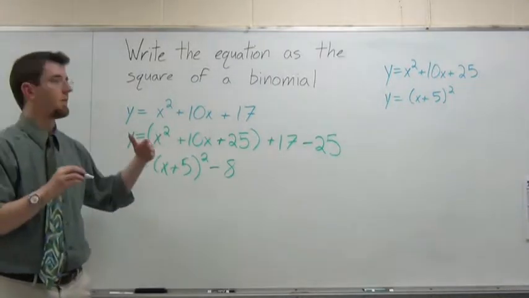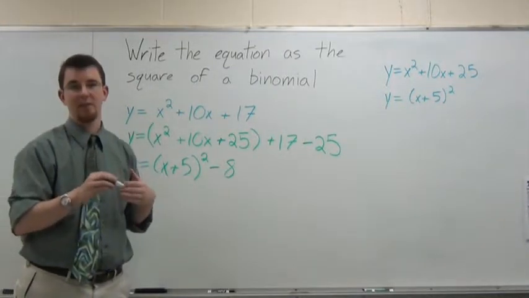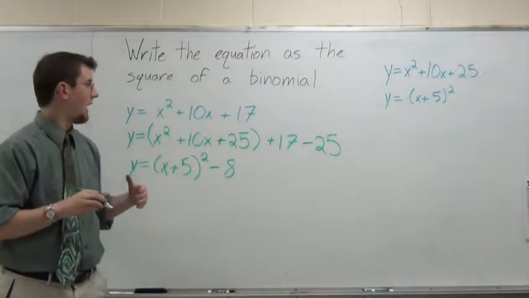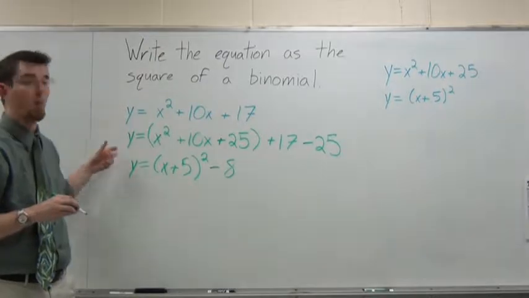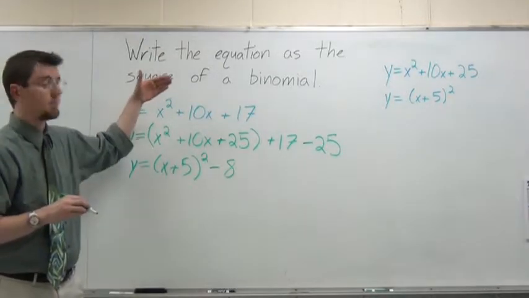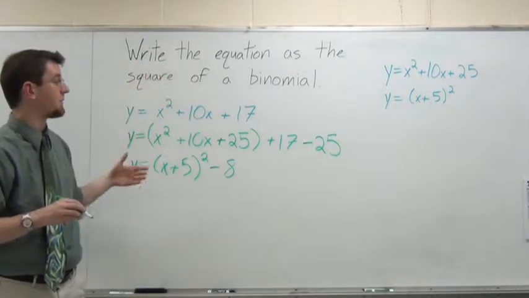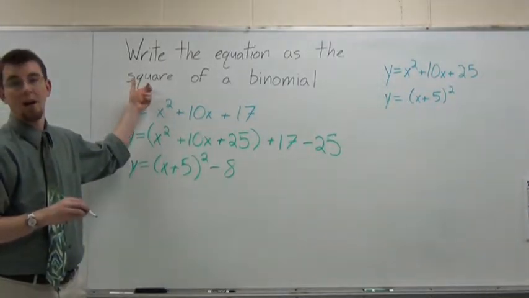And it just provides a way of rewriting it that might make it easier for us to get certain information. It's the exact same equation. If you plugged in any value for x, you'd get the same value for y for both of these. Basically, completing the square allows us to rewrite it having a binomial that's squared.